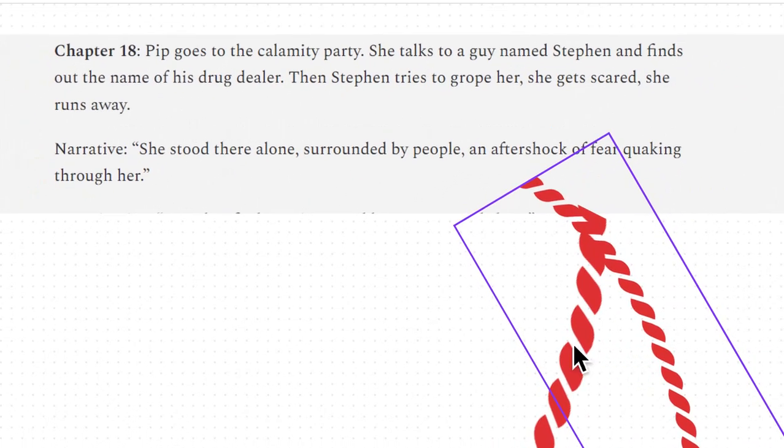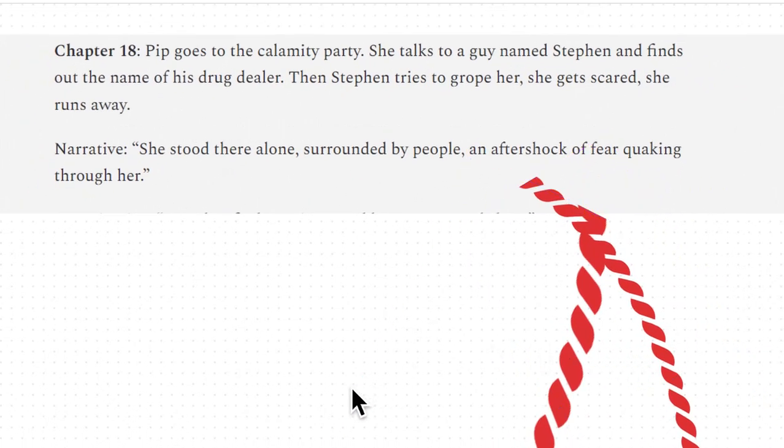Chapter 18, Pip goes to the calamity party. She talks to a guy named Steven and finds out the name of his drug dealer. Then Steven tries to grope her. She gets scared. She runs away.